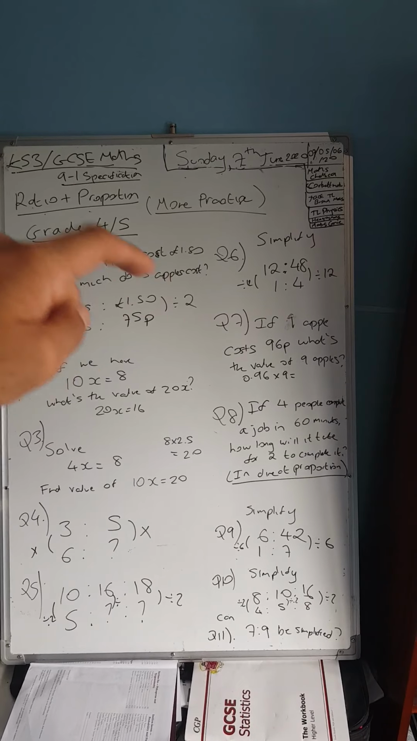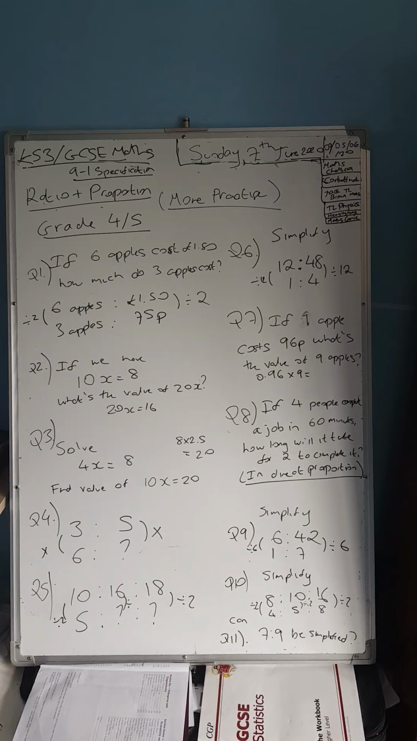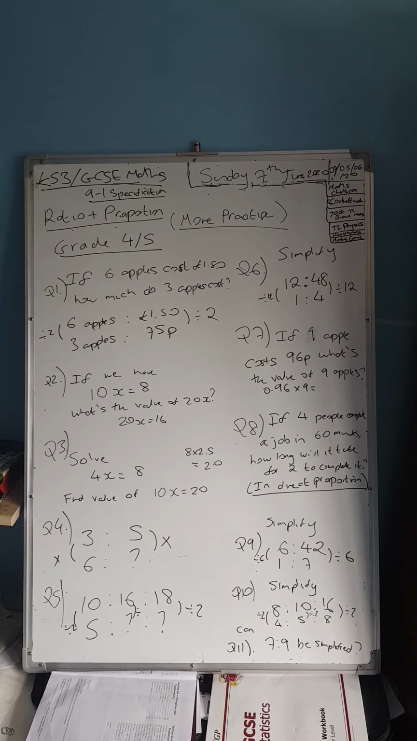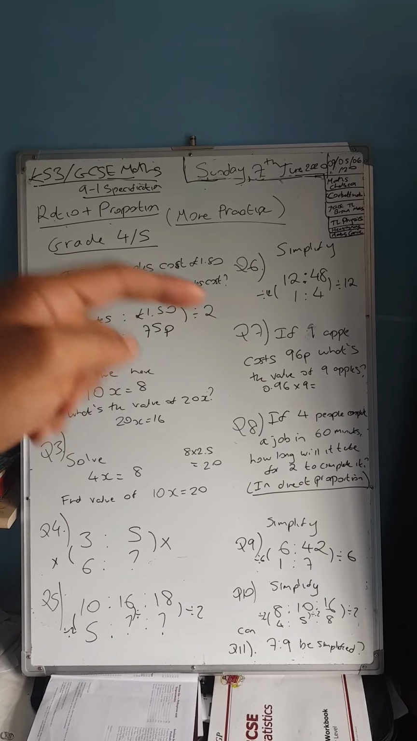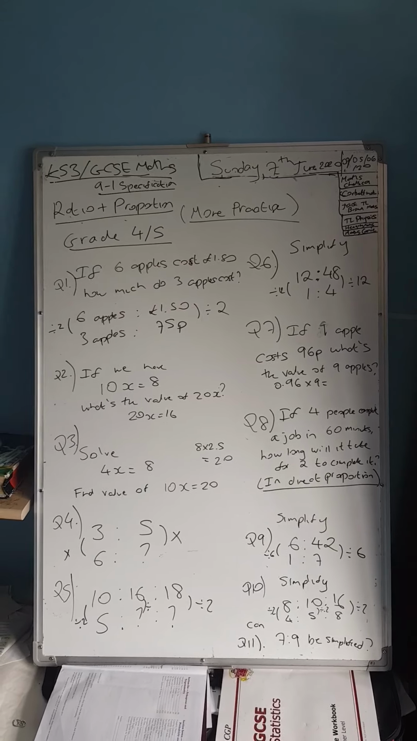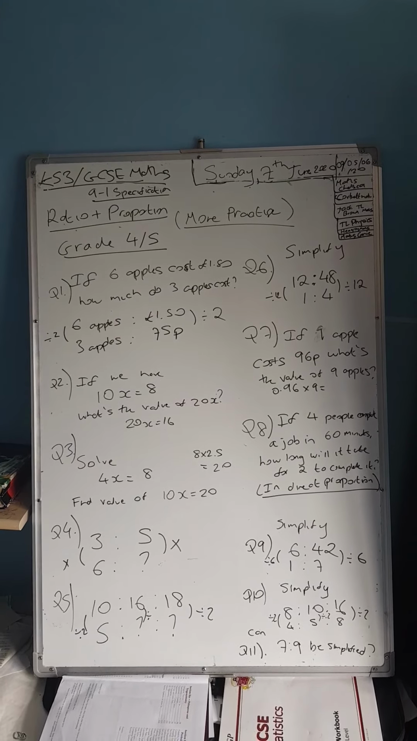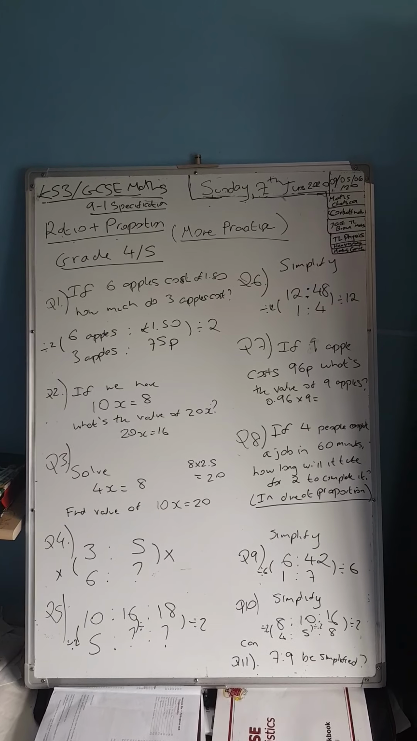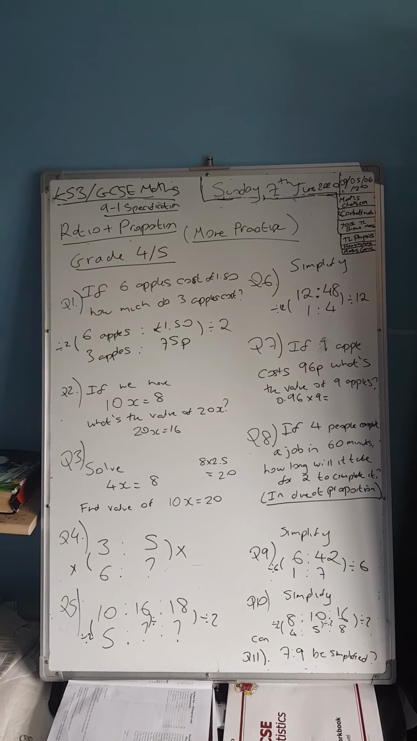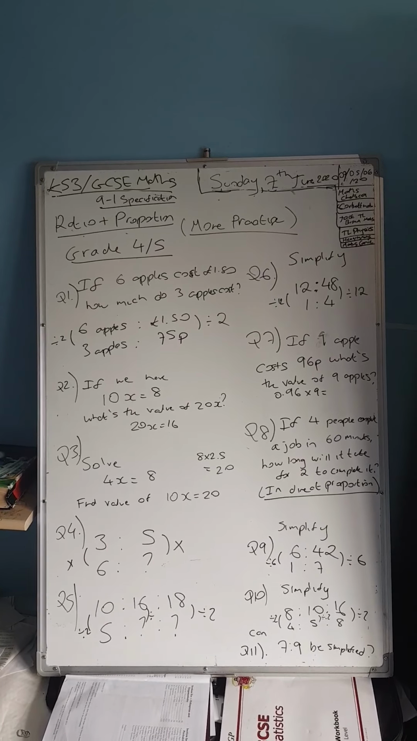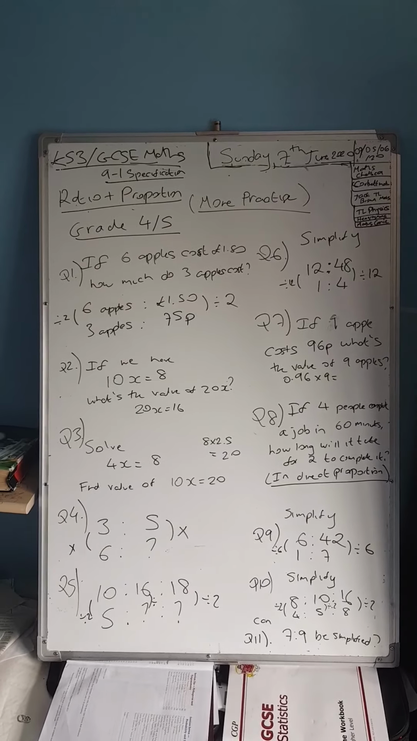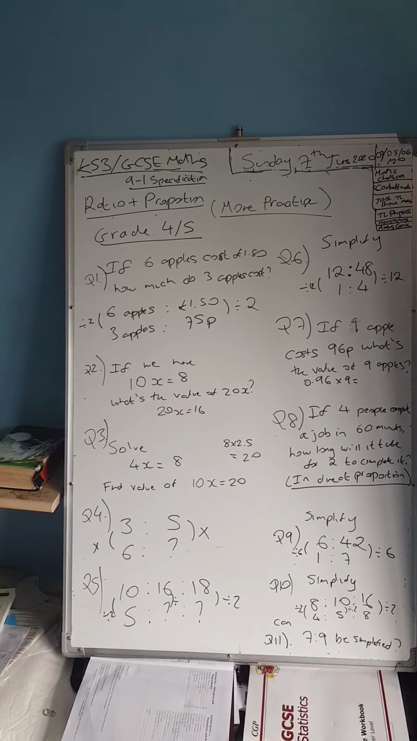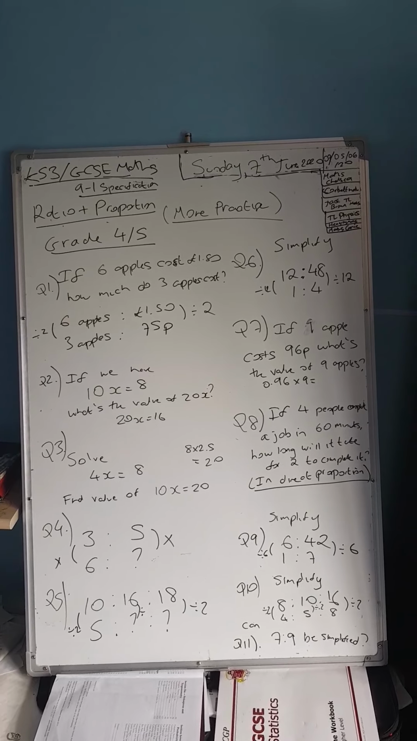Question number 6, simplify 12 to 48. Divide top and bottom by 12. 12 is my highest common factor, so it's going to be 1 to 4. Question number 7, if 1 apple costs 96p, what's the value of 9 apples? So 96 times 9 will give you the answer to that. I'll put the answer to that in the description below, guys.